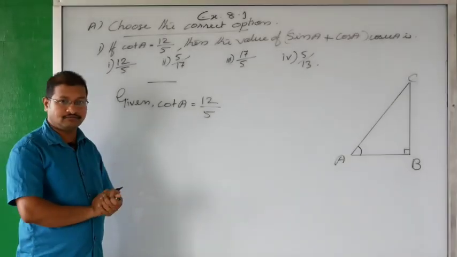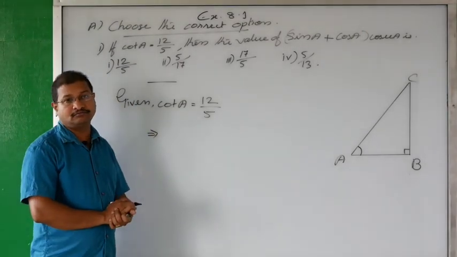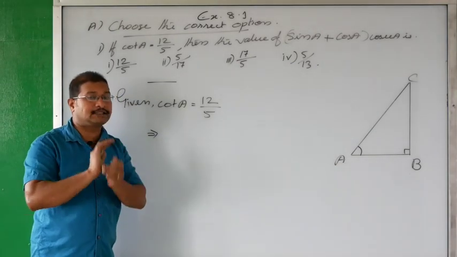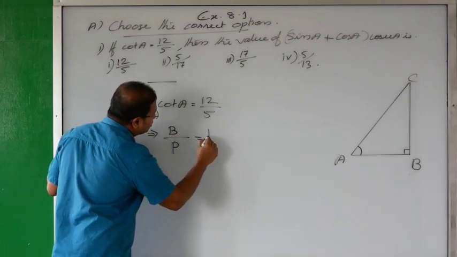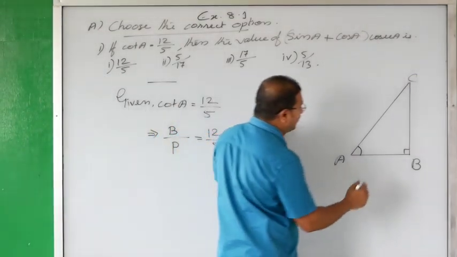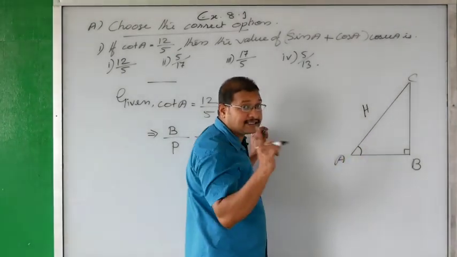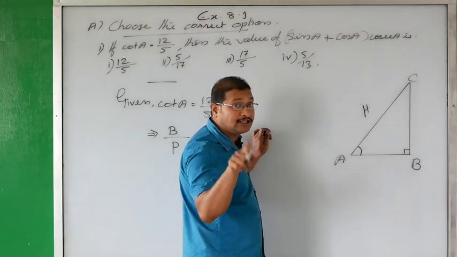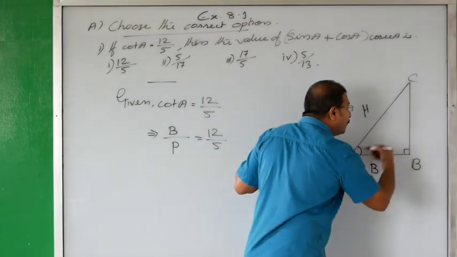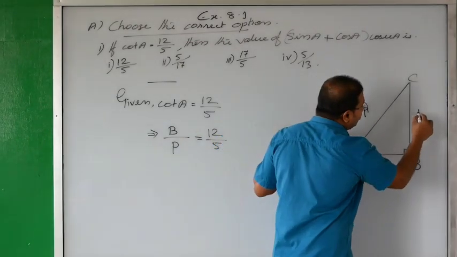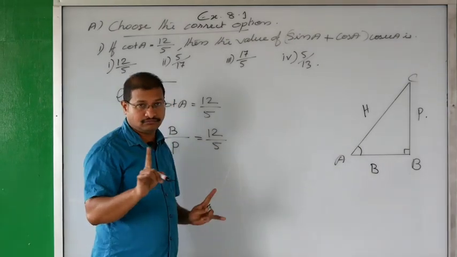12 by 5. Ready? We should know what cot is. Cot is the inverse of tan. That means we write base by perpendicular equals 12 by 5. According to this diagram, the longer side is always the hypotenuse. The side adjacent to angle A is called the base. The side opposite to angle A is called the perpendicular.